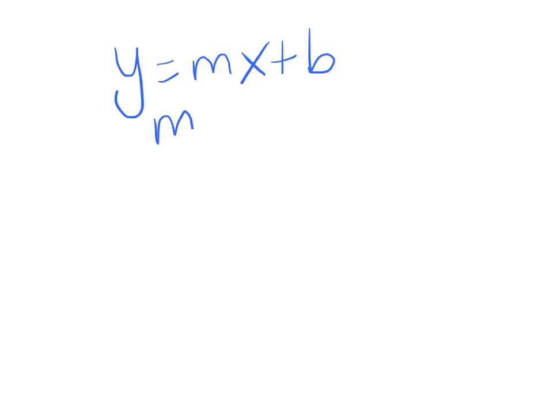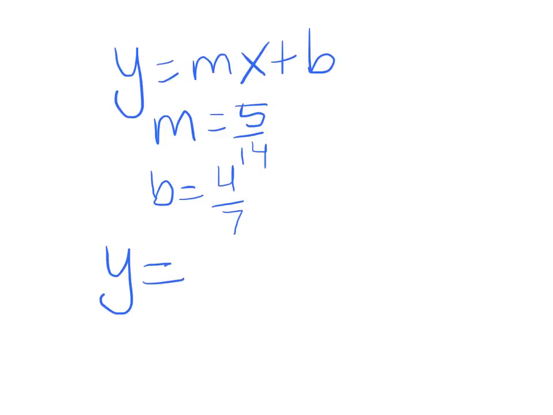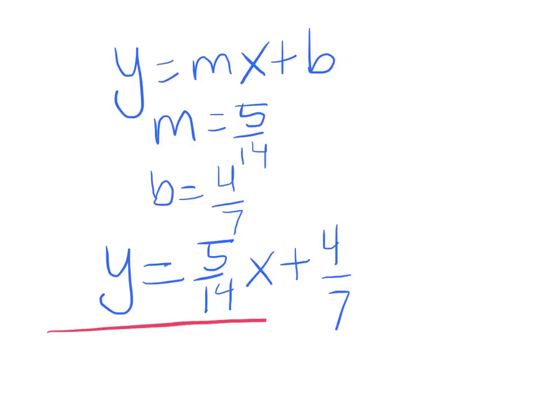Now substituting back into our equation y equals mx plus b, we have our slope as 5/14 and our y-intercept as 4/7. And so our equation is y equals 5/14 x plus 4/7. I did not substitute my coordinate back into the general equation. This equation is the equation that will help you graph this line no matter what points you have.